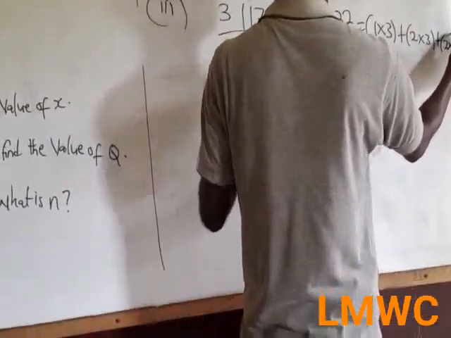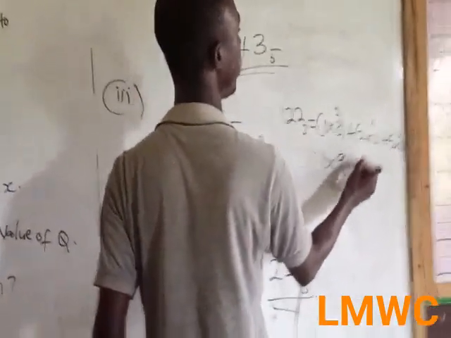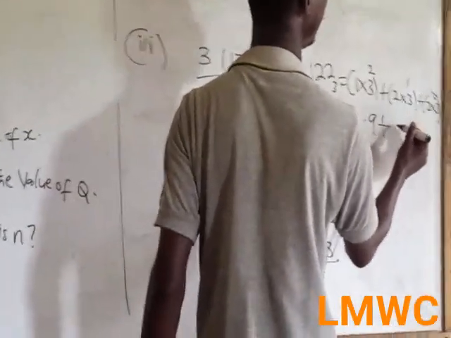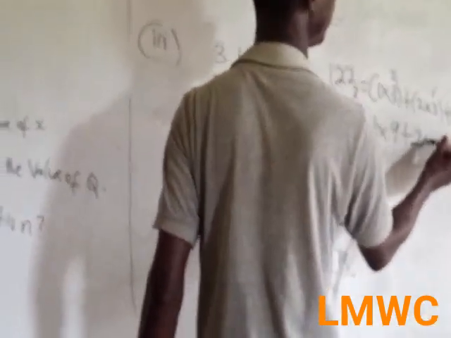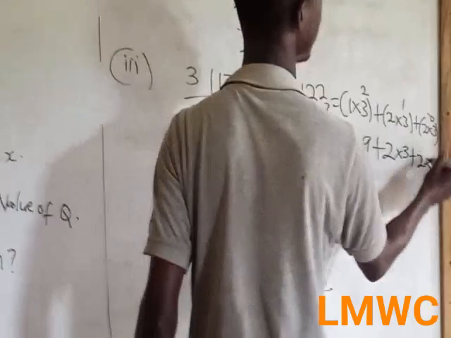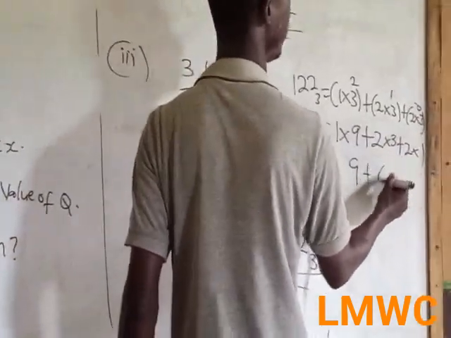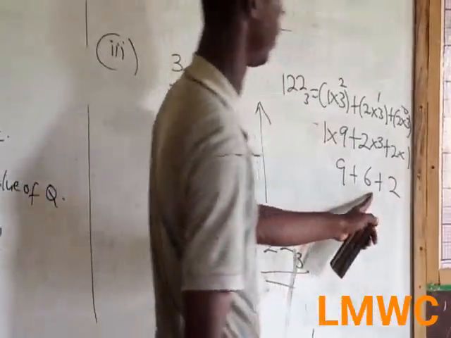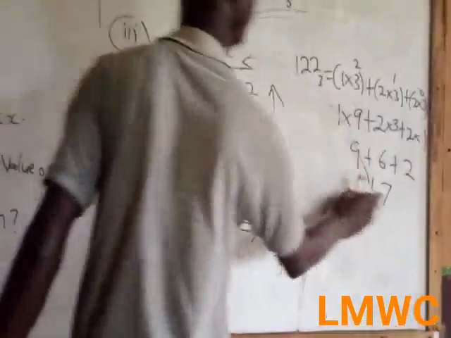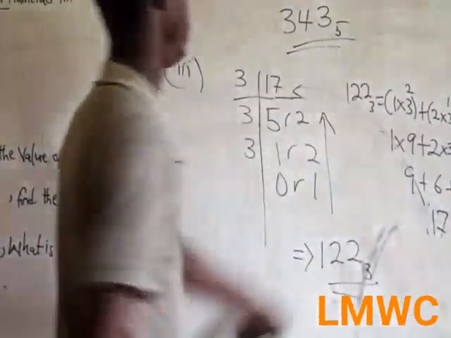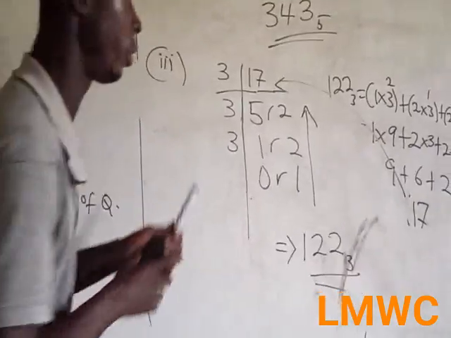I just want to prove it. So 0, 1, 2. 1 times 3 raised to the power 2 is 9, plus 2 times 3 is what? No, sorry, 3 raised to the power 1 is 3. So it becomes 2 times 3 plus 2 times 1. 1 times 9 is 9, plus 2 times 3 is 6, plus 2. So 9 plus 6 is 15, plus 2, 17. You see, we are getting this 17. So this means once you change it to base 10, you are going to get the 17. I was just proving it.